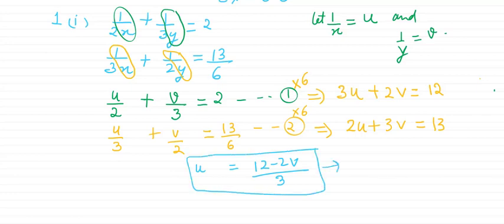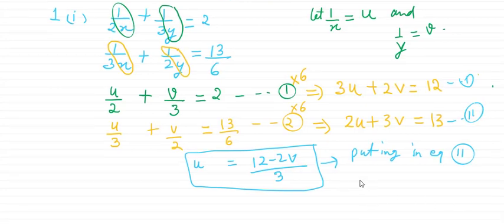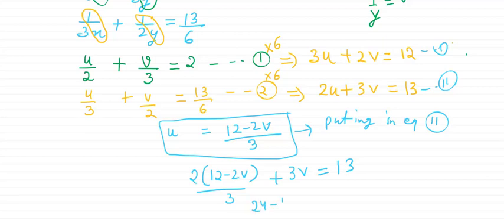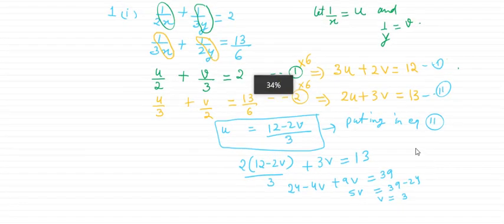So you can put this in equation 2. In these questions, it's not mentioned which method to use, so you can use any one. So we'll get this. I'm multiplying with 3 on each side, so you'll get 24 minus 4v plus 9v equals 39. So from here you'll get 5v equals 39 minus 24, 15. So v will be 3. So v is coming 3.